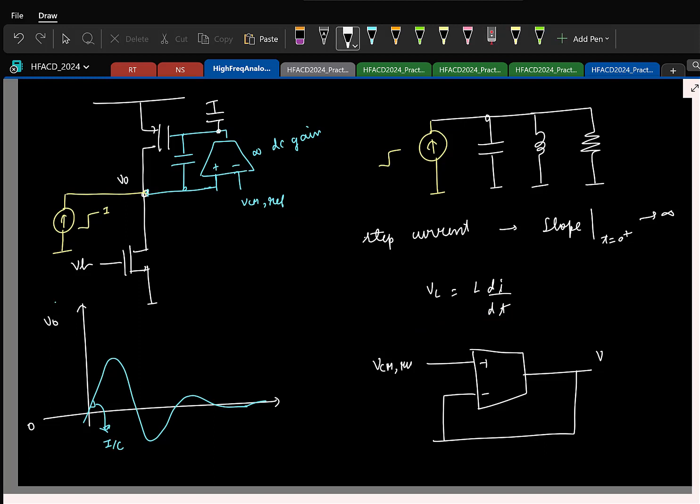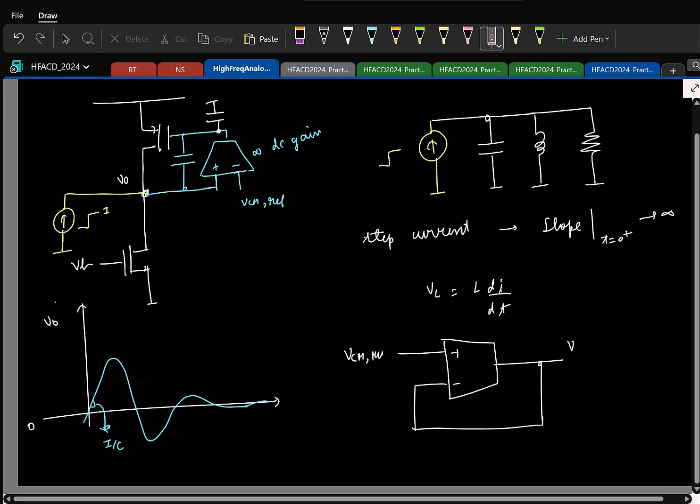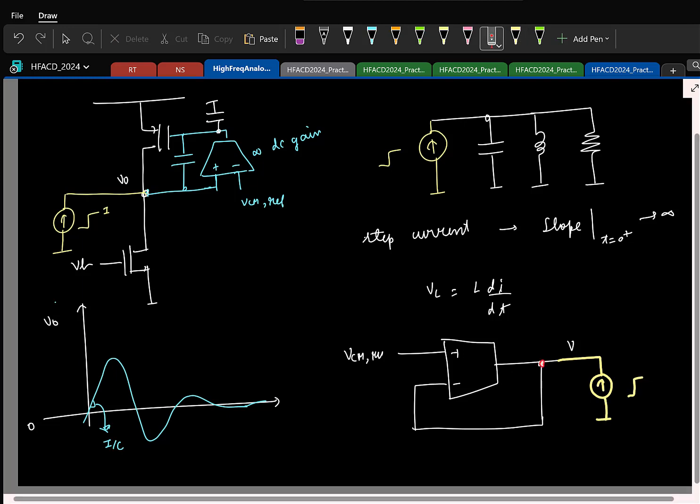Okay. So here, this is again trying to form a VCVS kind of system. Here also, if you go and find the output resistance, you will still see an inductive component. That simply happens because if you apply a step current at the output, again, if there is no capacitor here, the step current will result in infinite slope for the voltage at 0 plus, and that will again give rise to the inductive behavior.